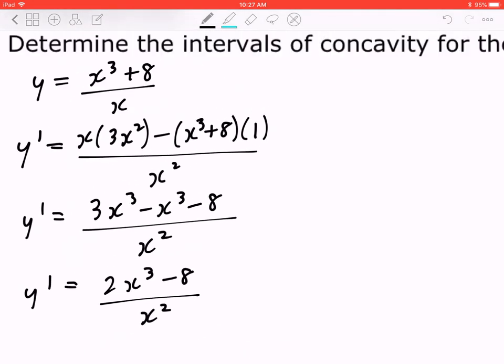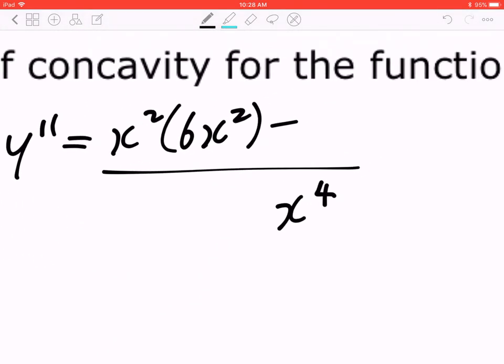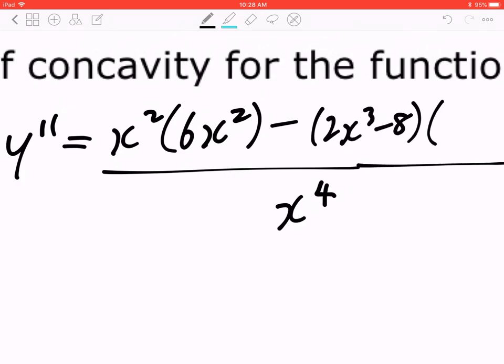Now I'm going to continue. In the next column, I'm applying the quotient rule again to find the second derivative. Step 1, I square the bottom, and that's going to be x to the 4. Step 2, I copy the bottom to the top. Step 3, I multiply by the derivative of the top, minus. I copy the top, which is 2x cubed minus 8. And the final step, I multiply by the derivative of the bottom.